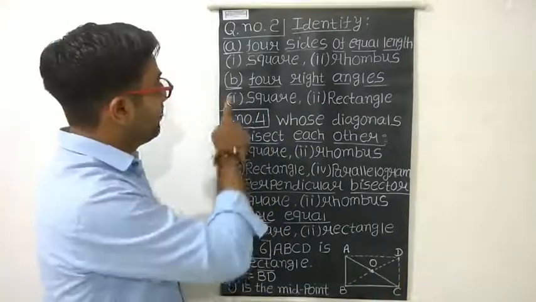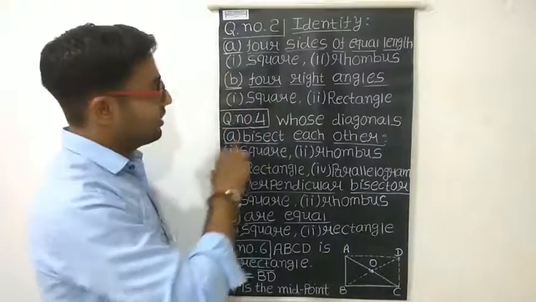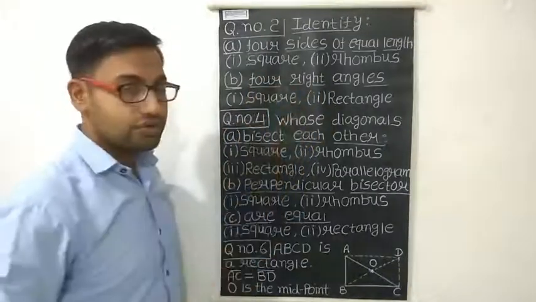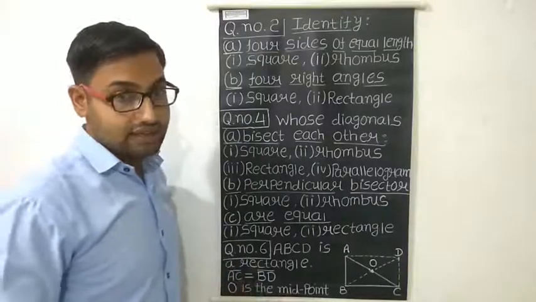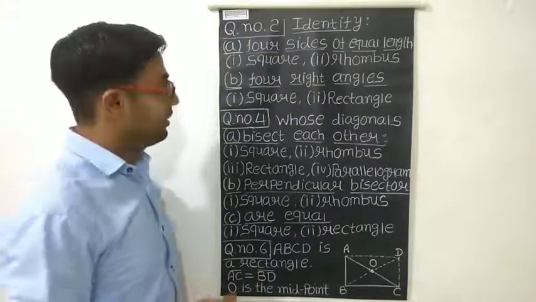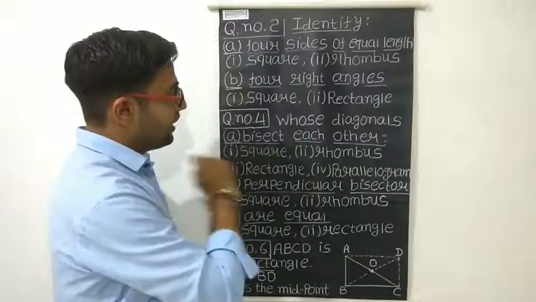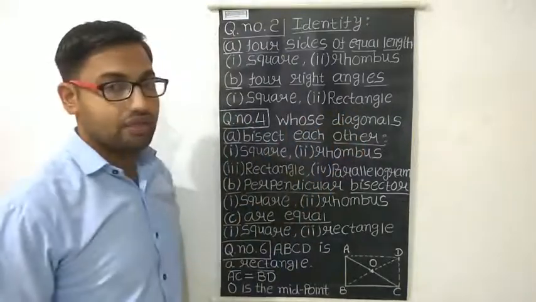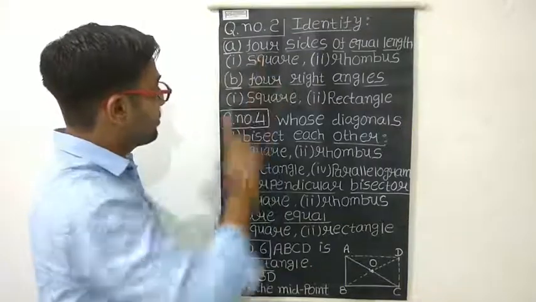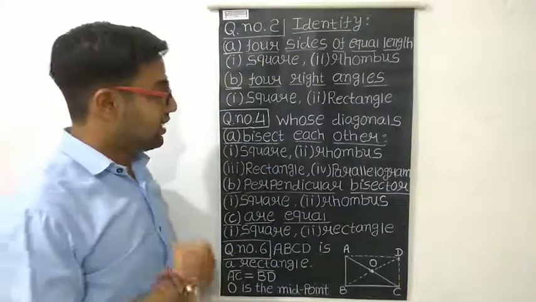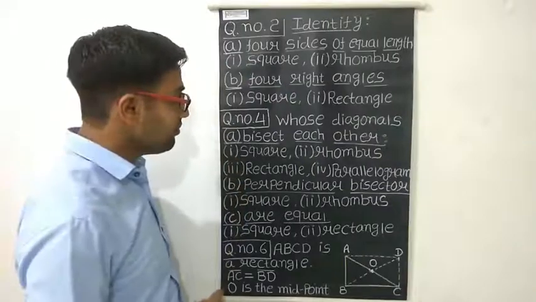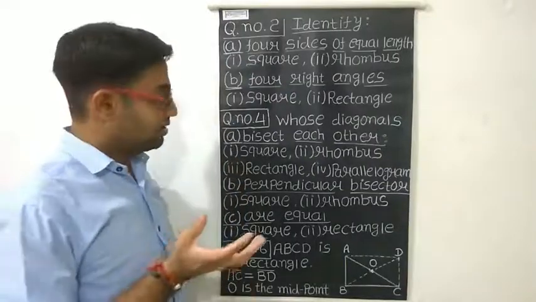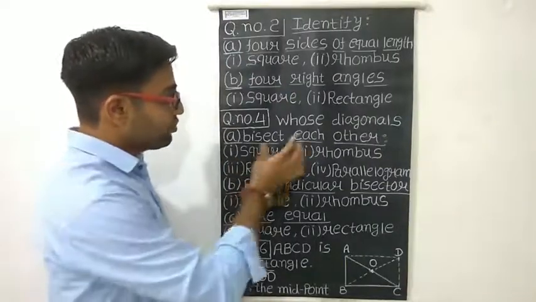Right? B. Identify the quadrilateral which has four right angles. So which quadrilateral has all the angles of right angle? Only two. One is a square and one is a rectangle. Right? So this is question number 2. In the same way, we have asked in question number 4 to identify or state the quadrilaterals whose diagonals.